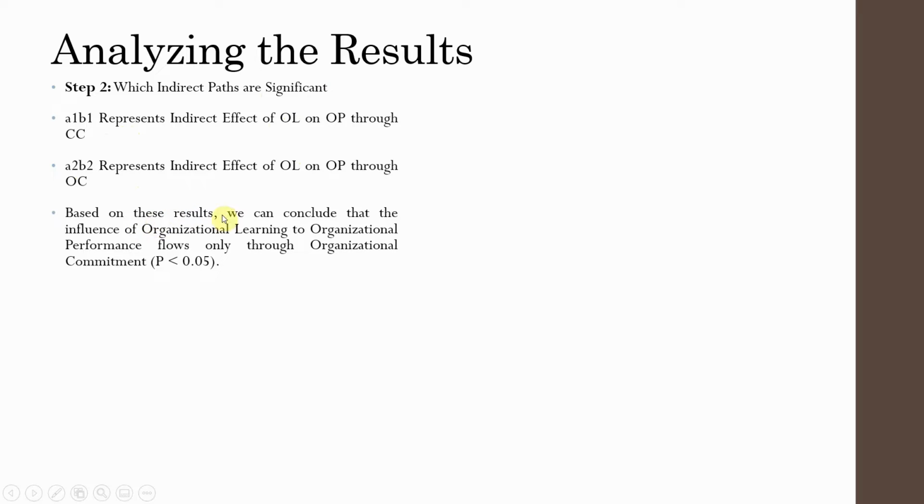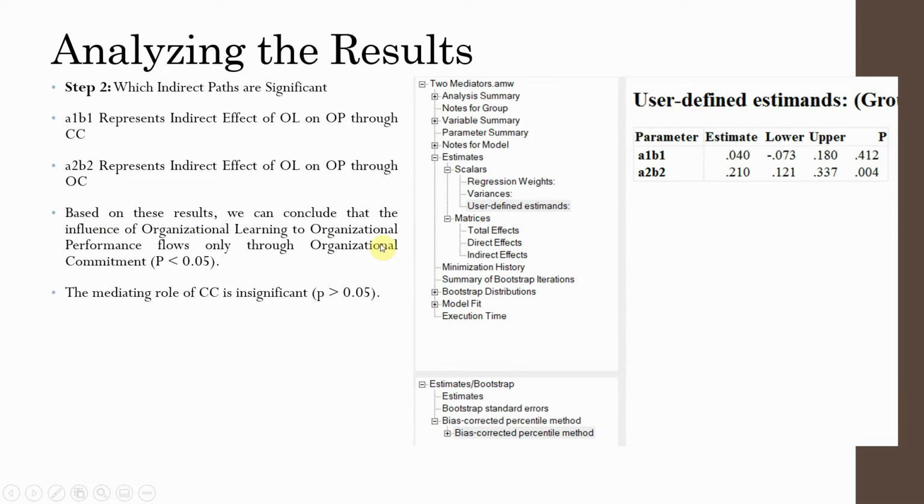Now based on the results, we can conclude that the influence of organizational learning on organizational performance flows only through organizational commitment. Now look at this first effect, that is the mediating role of collaborative culture. Well, this is insignificant. Why? Because the p-value is greater than 0.05. However, the impact of organizational learning on organizational performance through organizational commitment is significant because the p-value is less than 0.05.